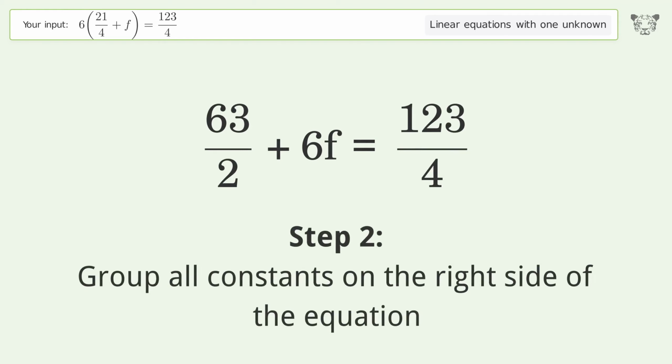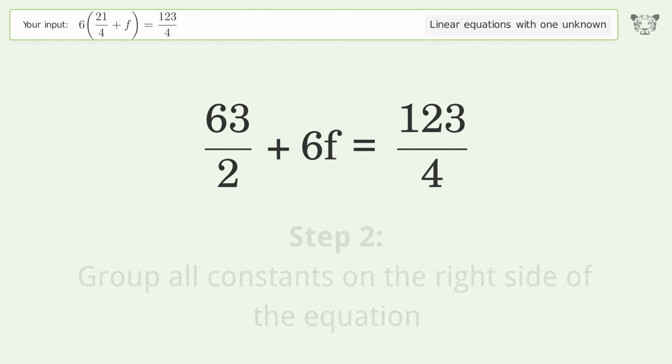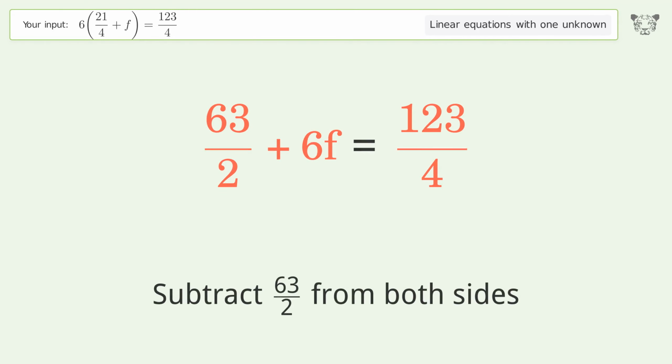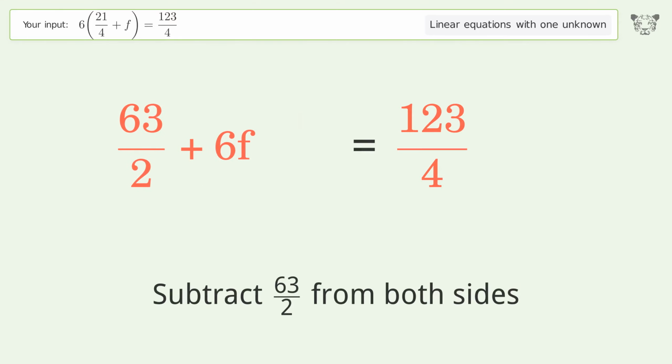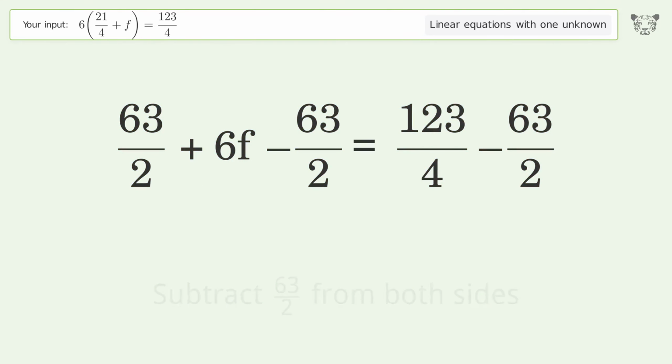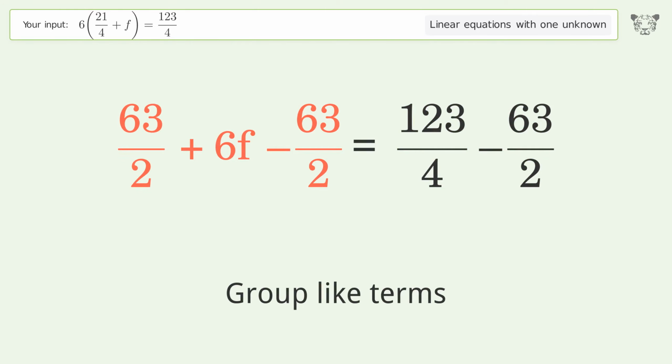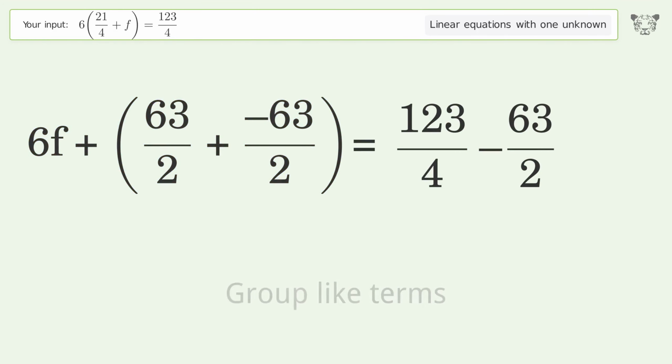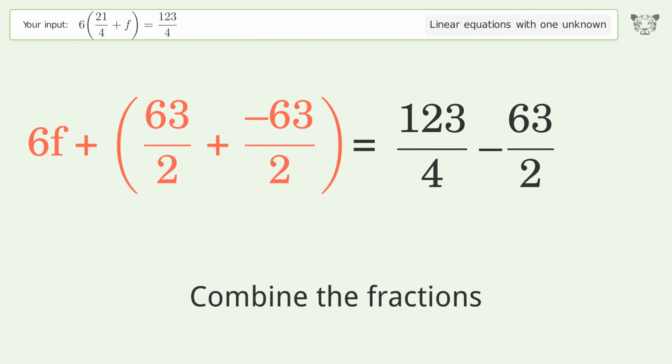Group all constants on the right side of the equation. Subtract 63/2 from both sides. Group like terms. Combine the fractions.